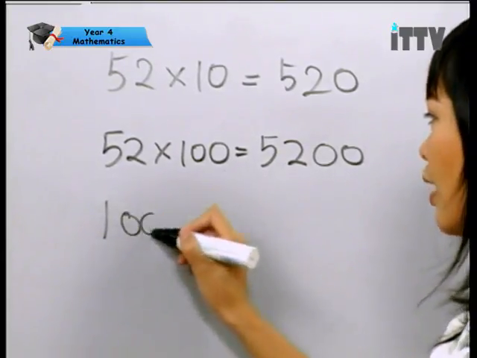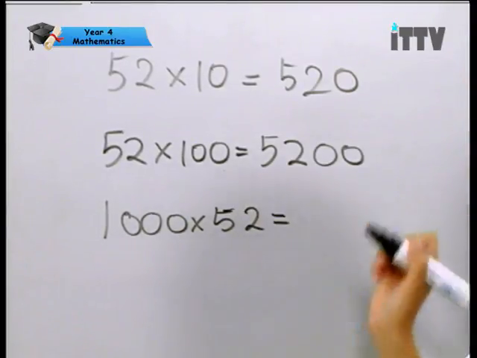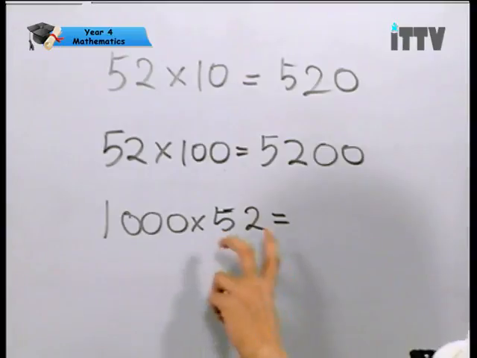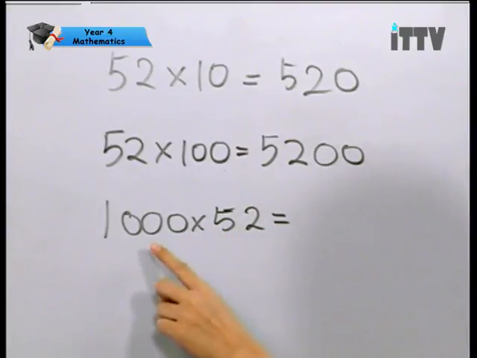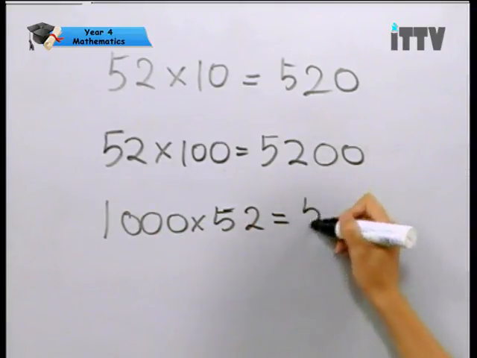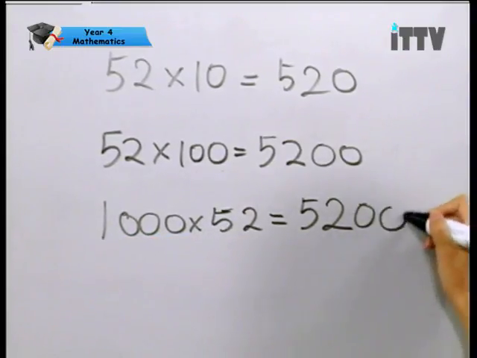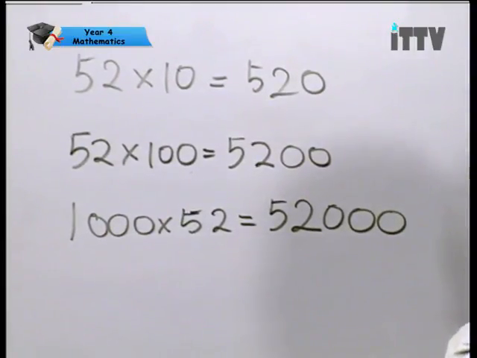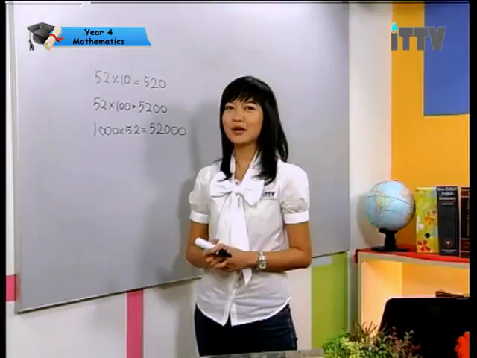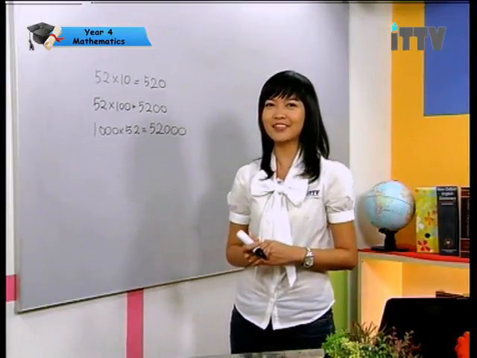The next one, 1000 times 52 equals. Remember, for multiplication, changing the order of the numbers does not affect the products. So it is also the same as 52 times 1000. Okay? So we have 52 with 3 zeros at the back. 52,000. Isn't that easy? See? I told you, you can get the answer for each one in less than 5 seconds. Now let's go on to our next segment. It's that simple.